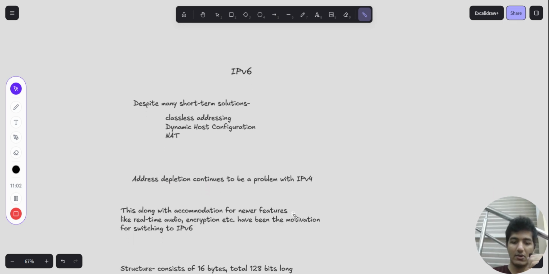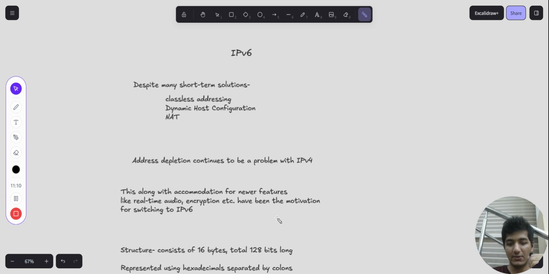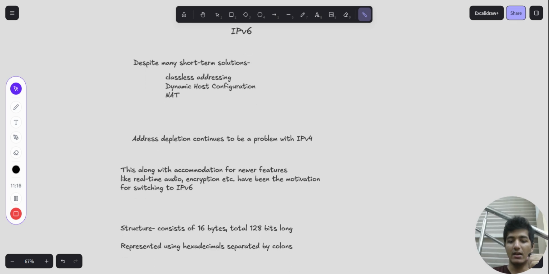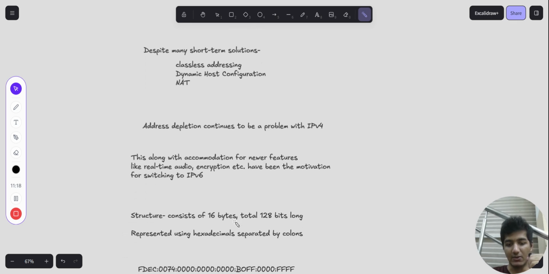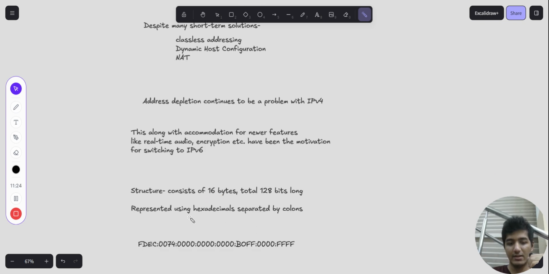This, along with accommodation for newer features like real-time audio, encryption, and authentication, has been the motivation for IPv6, the modern counterpart of IPv4. This is 128 bits long, and the IP is divided into 16 bytes. They're represented as hexadecimal, separated by 4 bits.